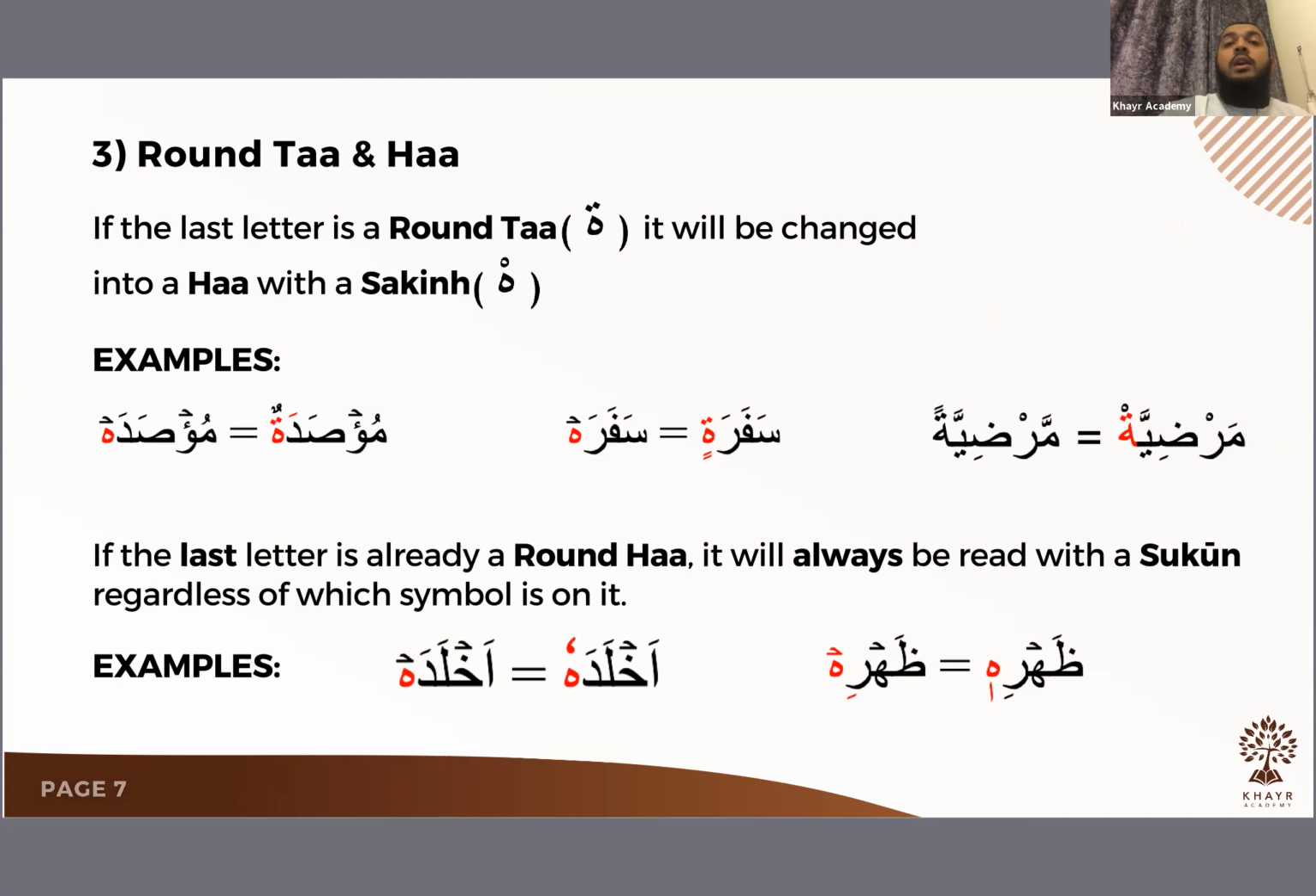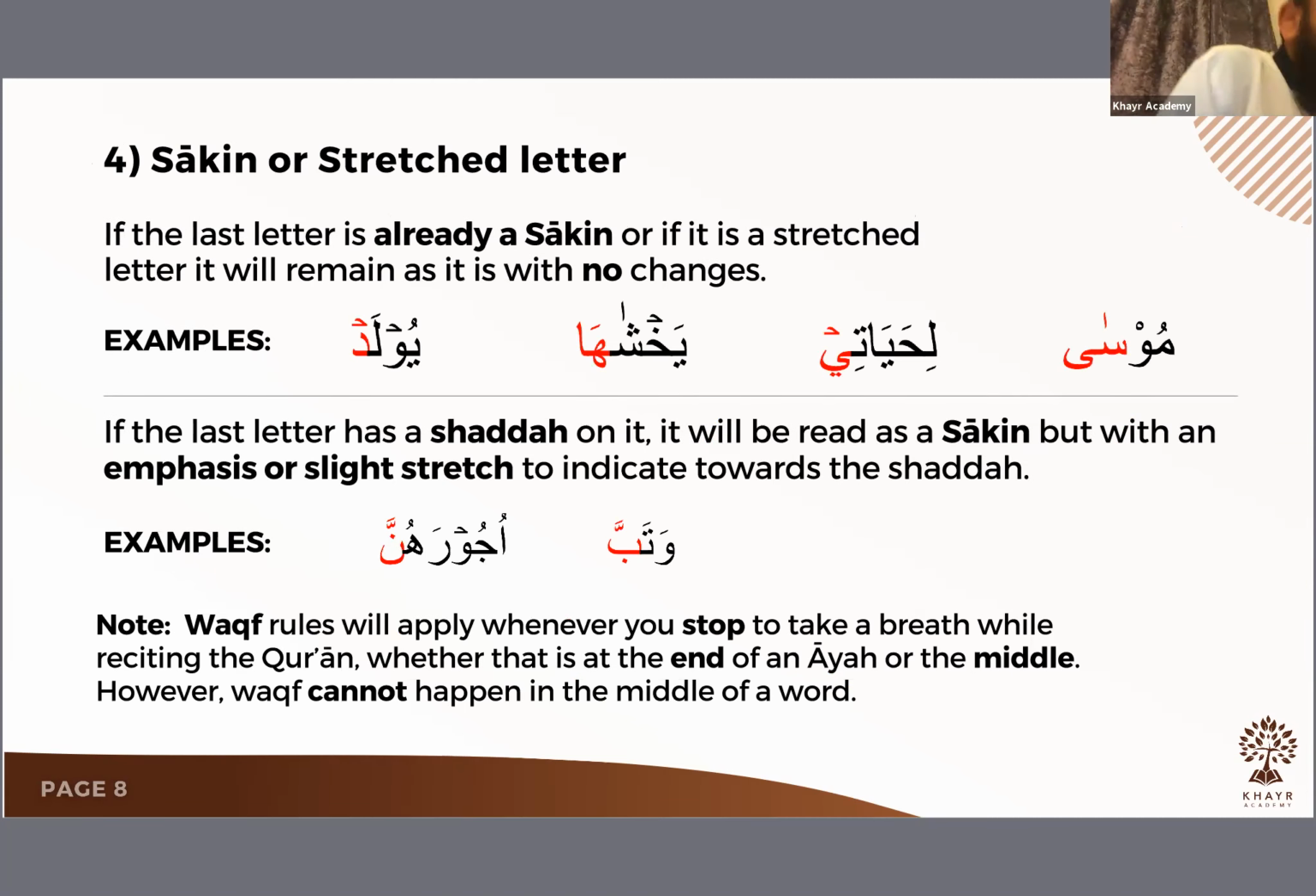The next one, the last one, is quite straightforward. Sakin. If the letter already has a sakin, we don't have to worry about it because it's already got a sakin. Lam yalid wa lam yulad. When we go to the Quran, I'll show it to you. The last letter of the dal already has a sakin. We just keep it sakin. Simple. What happens if it's a stretching? If the last letter is a stretching, we keep it stretching. We don't touch it.